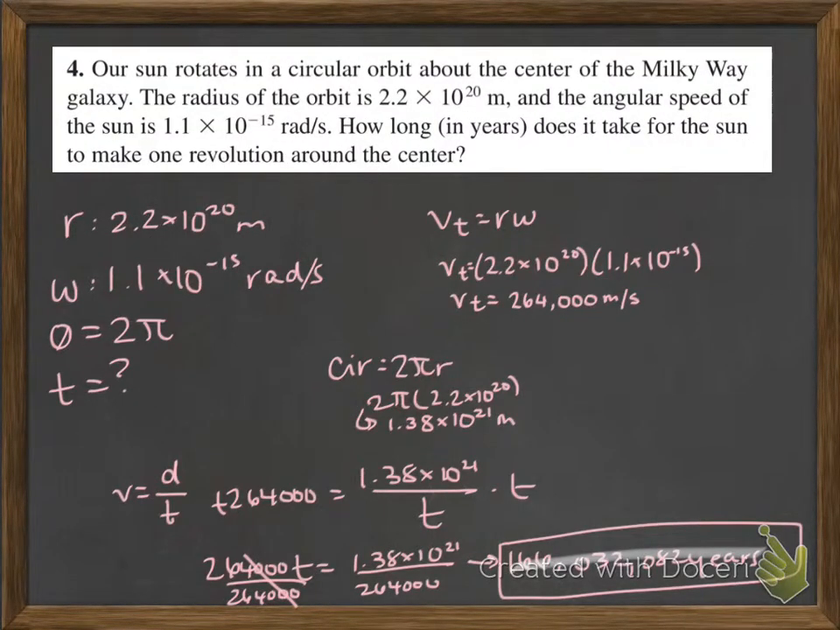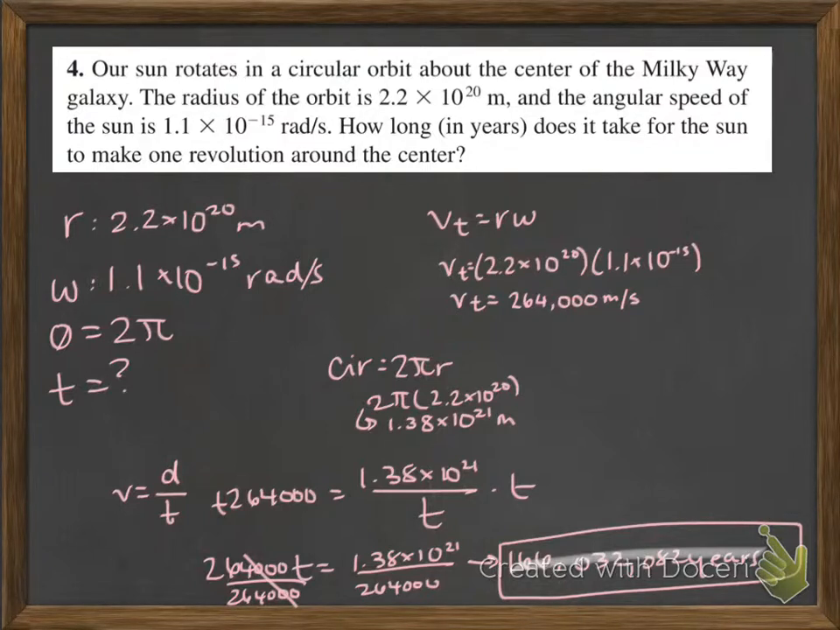Our sun rotates in a circular orbit about the center of the Milky Way galaxy. The radius of the orbit is 2.2 times 10 to the 20th meters, and the angular speed of the sun is 1.1 times 10 to the negative 15 radians per second. How long in years does it take for the sun to make one revolution around the center?